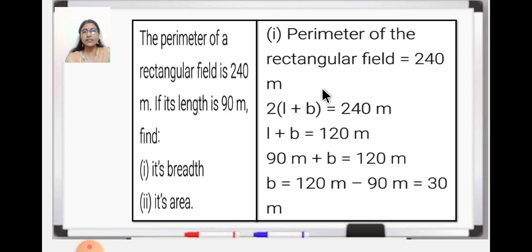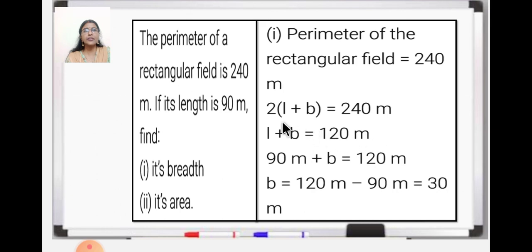And you know what is the formula for perimeter of rectangle? That is twice L plus B. In this way you will write, that is equal to 240. Now this 2, when we will bring it to the other side, here it is multiplied. It will become division. So 240 divided by 2 will become 120. So you will get L plus B is equal to 120 meter.